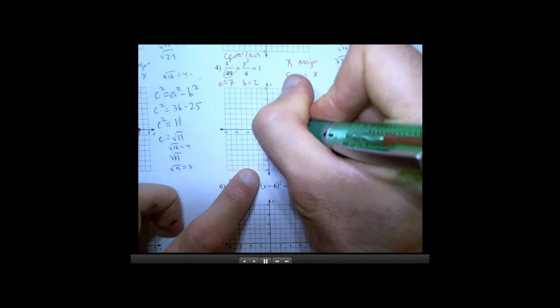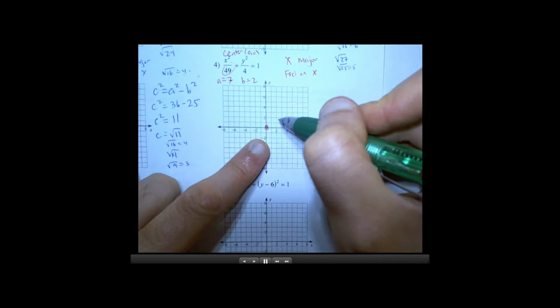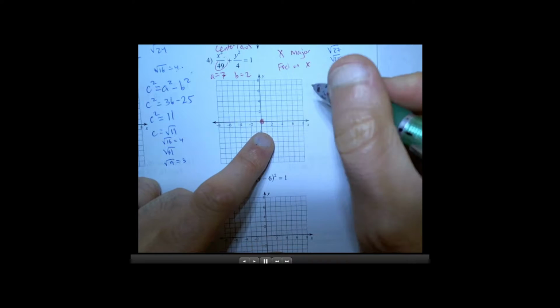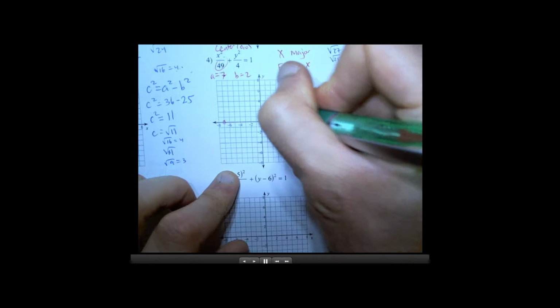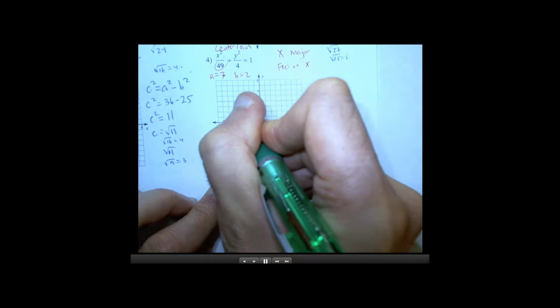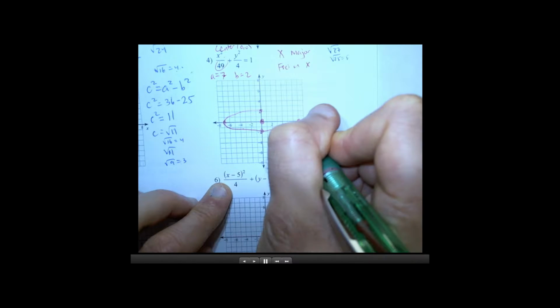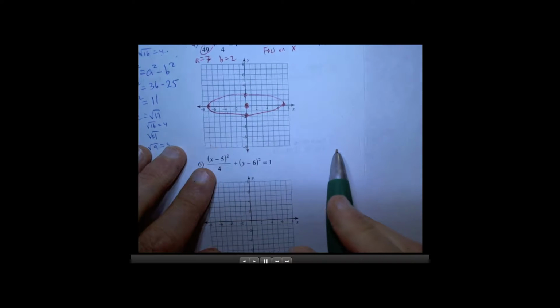So we go 0. And then, again, which way is the 7? Do I go left and right 7 or up and down 7? Left and right 7. 7 this way, 7 that way. 2 up, 2 down. Super stretched. Something like that. All right. Any questions there on that?